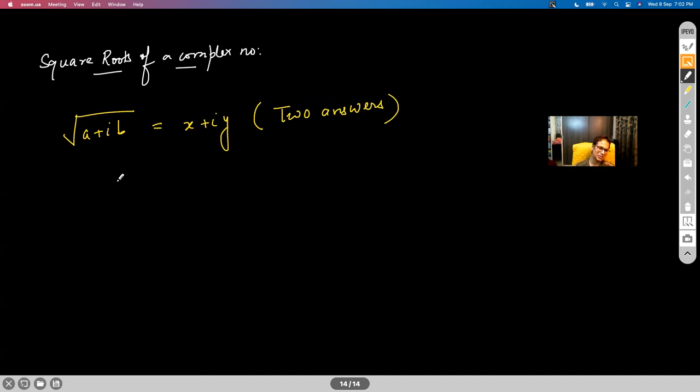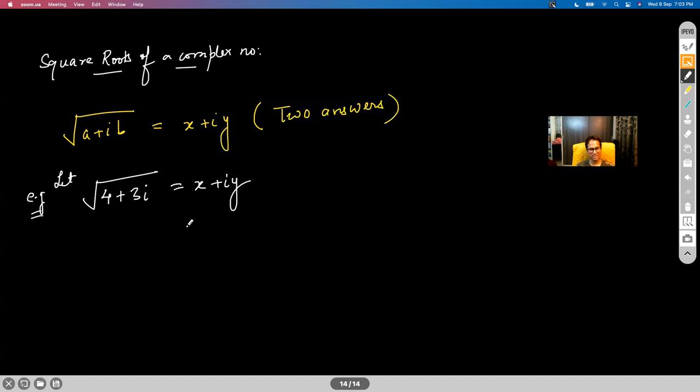Now, this is something which I would like to explain with an example. Let's say I want to find the square root of 4 plus 3i, and let's say the square root of this complex number is x plus iy. Many people ask me, sir, you said two answers will come out, but you have only assumed one x plus iy. Don't worry. x and y can have different values, and hence you will get multiple answers. There's no point taking two separate values when both come from the same assumption. So let's say the square root of 4 plus 3i is x plus iy.